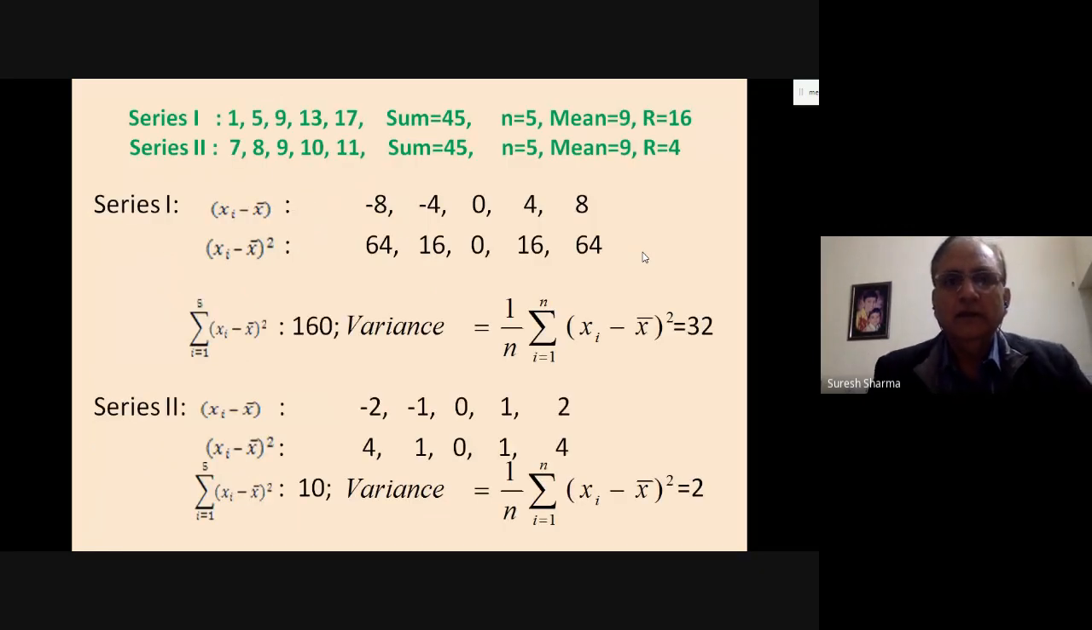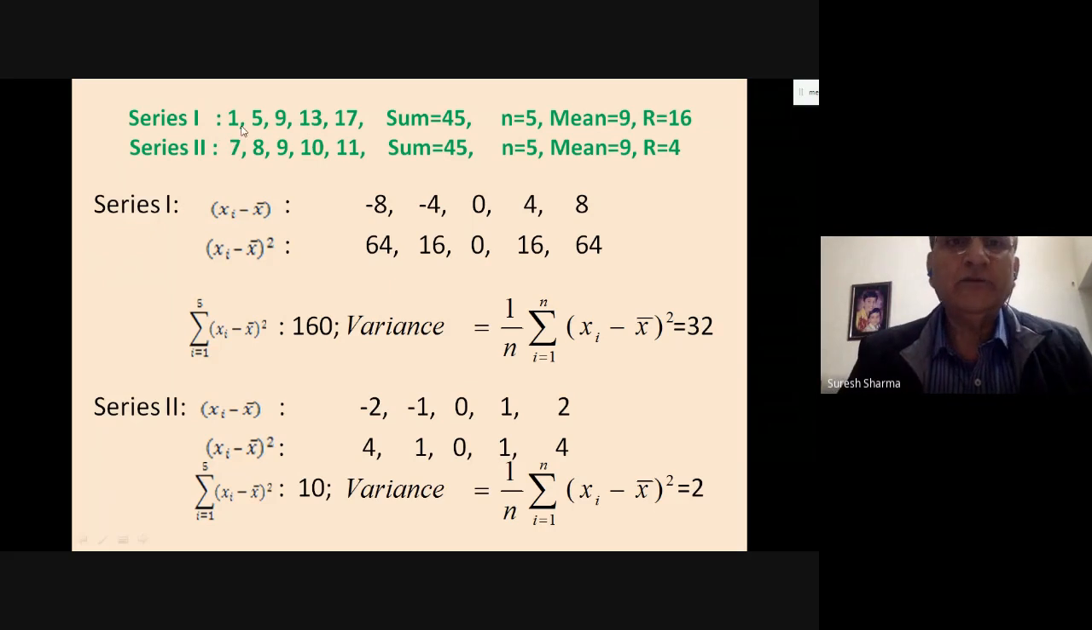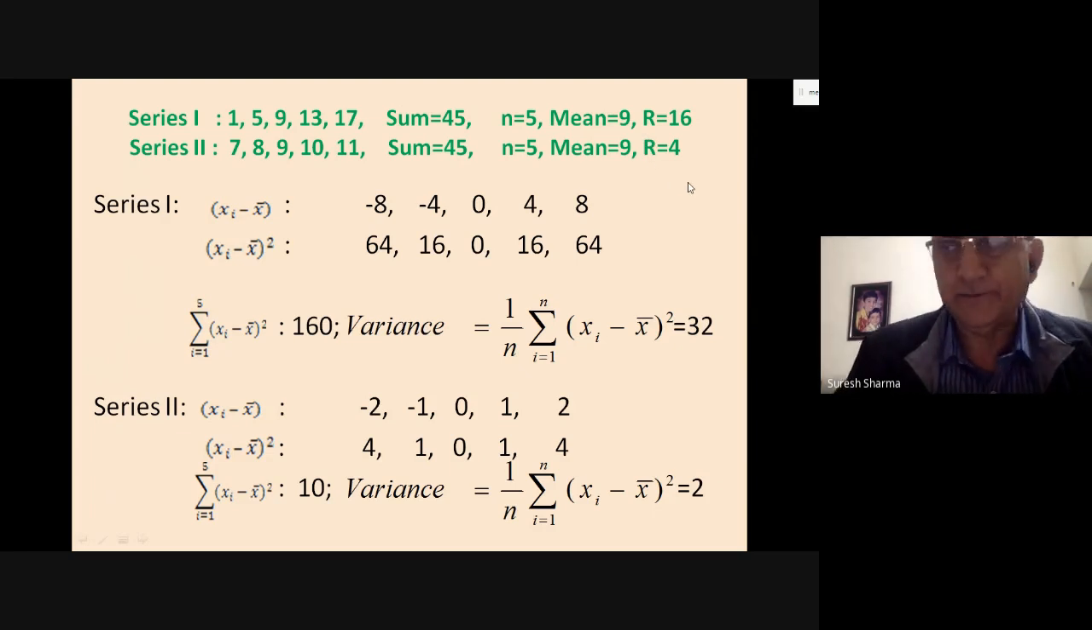I'm again considering the same data you're already aware of: 1, 5, 9, 13, 17. Series 2 data: 7, 8, 9, 10, and 11. Here the sum is 45, and here the sum is again 45. With five observations, the mean is 9 in both cases. Already familiar, right? Same data.